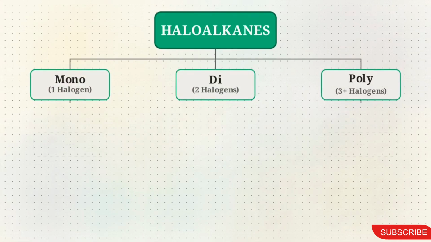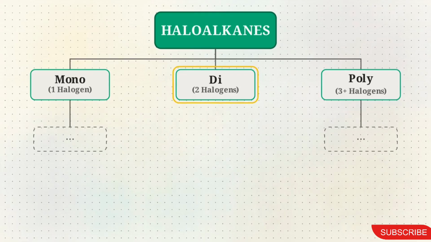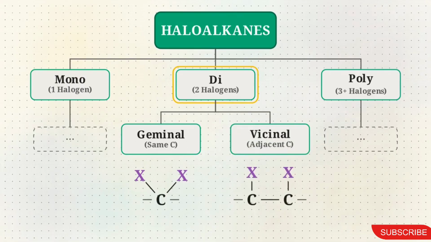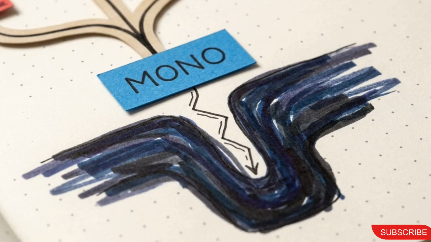First, we count the halogens, splitting our tree into mono, di, and polyhaloalkanes. While mono and poly are straightforward, dihaloalkanes, with exactly 2 halogens, require checking their placement. If both halogens share the same carbon, it's geminal. On neighboring carbons, it's vicinal. To see the deeper rules of molecular geometry, we're going to follow the mono branch downward into the next tier.